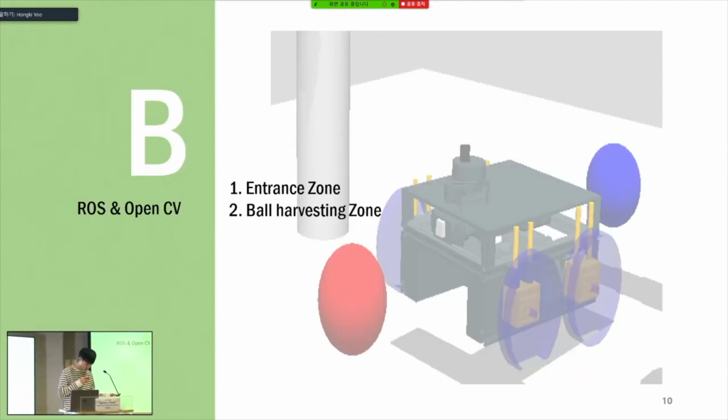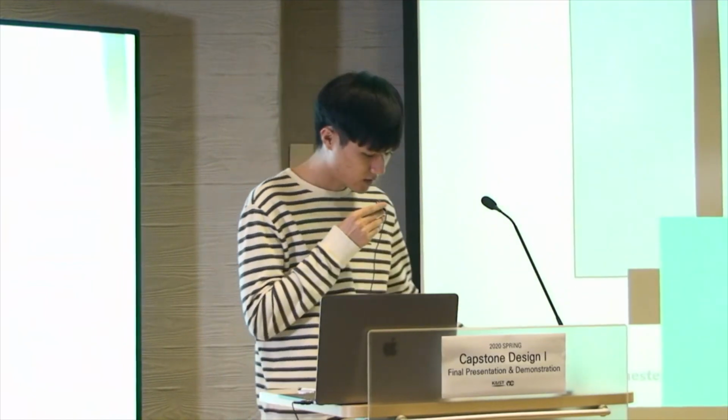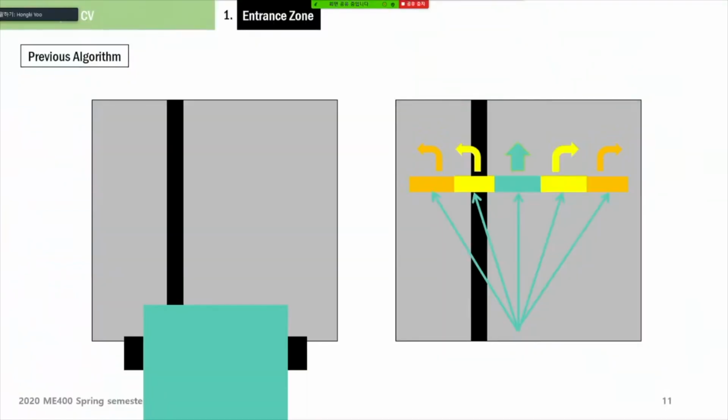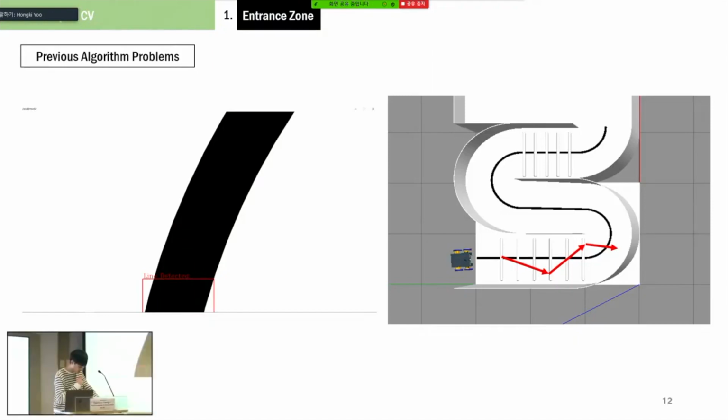Okay, now I'll explain our team's entrance driving algorithm. Previously, we divided the webcam image into 5 sections, and the robot has a certain movement for each section. But there were problems, including OpenCV image recognition or robot controlling problems, and also because we designated a certain movement to each section, the control was done in a discrete manner, and the robot trajectory was not smooth.